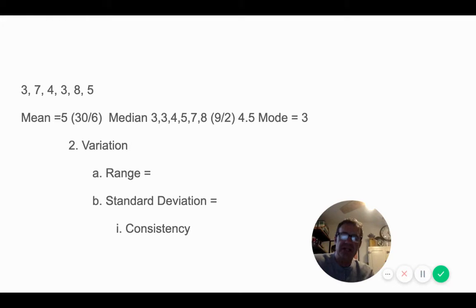Standard deviation is a little more complex, but we don't have to worry too much about its complexity. For our purposes, we are simply going to say that standard deviation is how much the scores vary, V-A-R-Y, from the mean, okay? So the range is the difference between the highest and lowest, and the standard deviation is how much the scores vary from the mean.